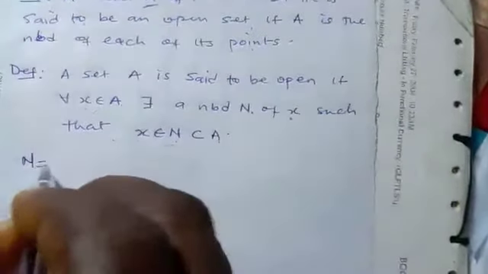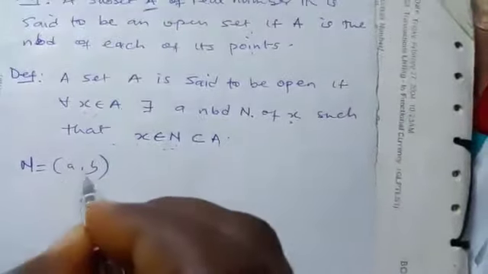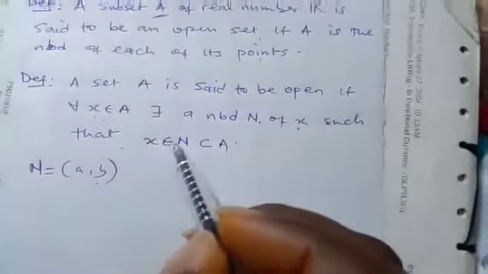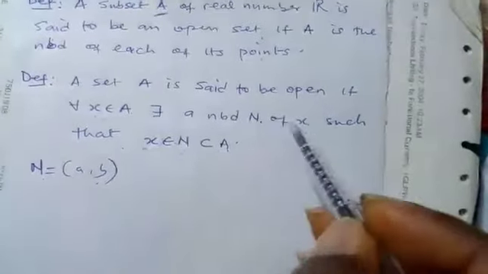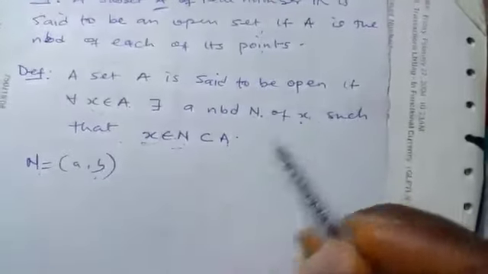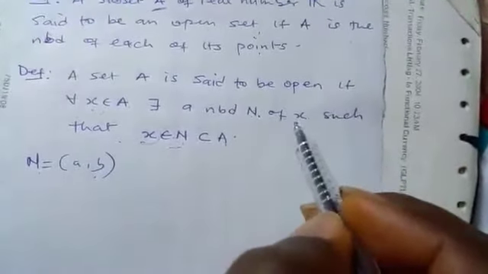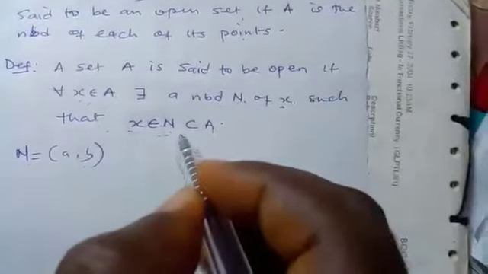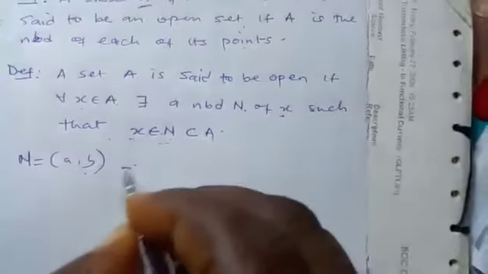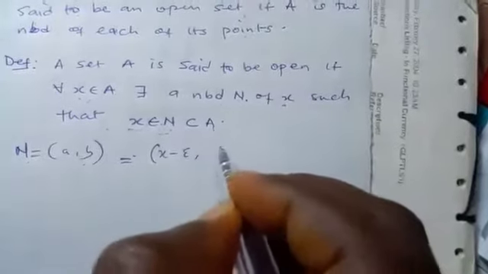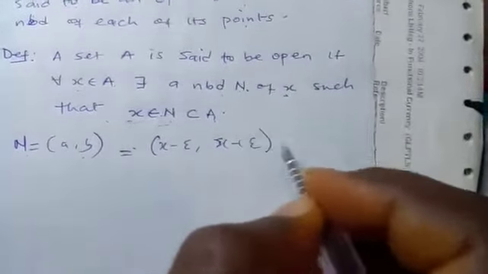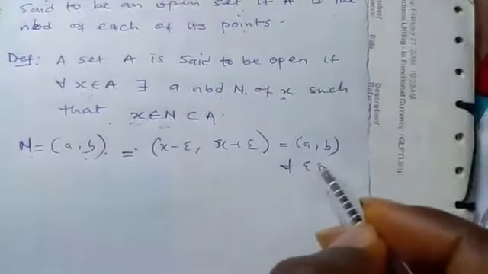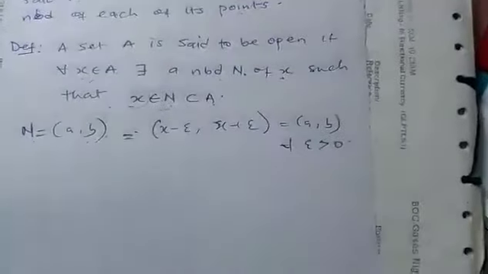Remember, our N is an open interval. This N is a neighborhood, which simply means an open interval. But which open interval? The open interval that contains x. That is the meaning of neighborhood of x. And we said in our last class that this will be (a, b). So for all epsilon greater than 0, we have done this before.